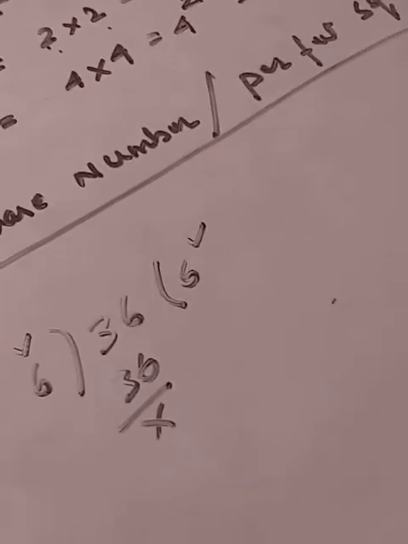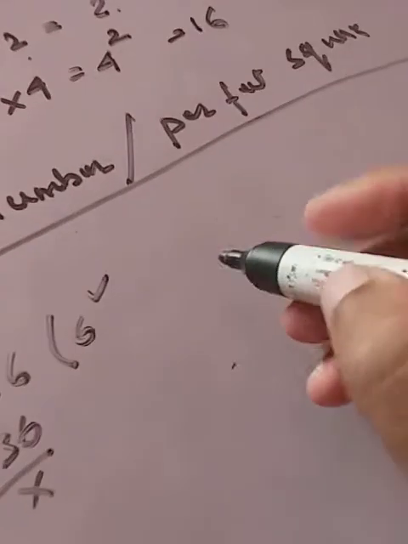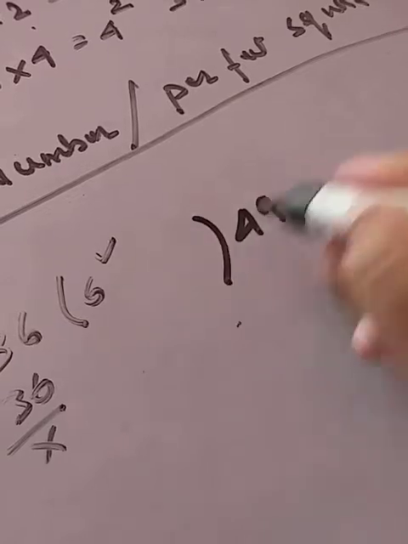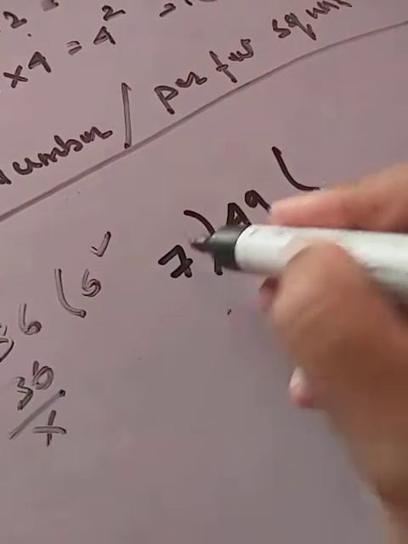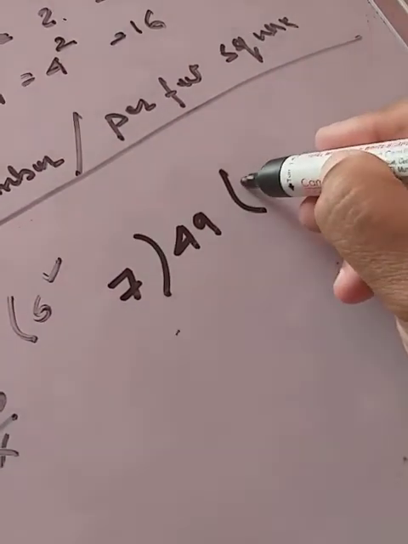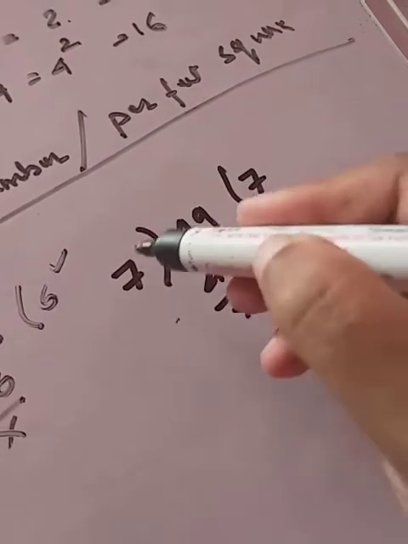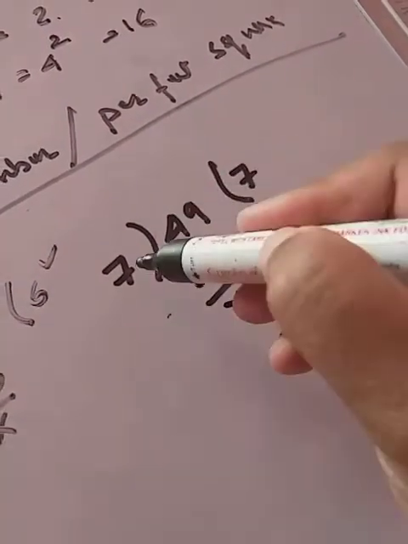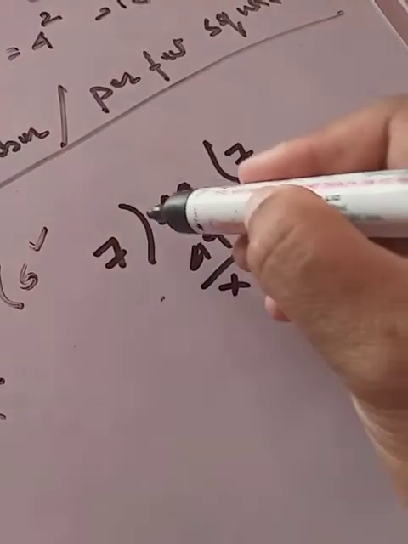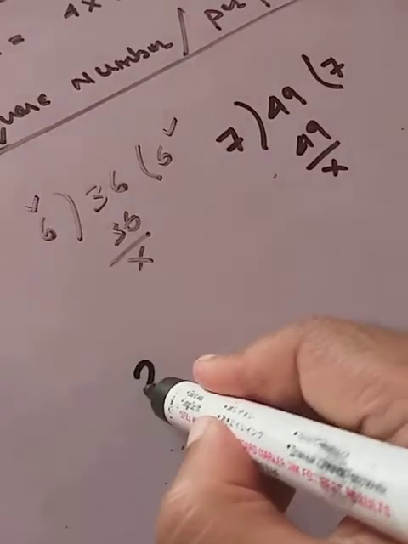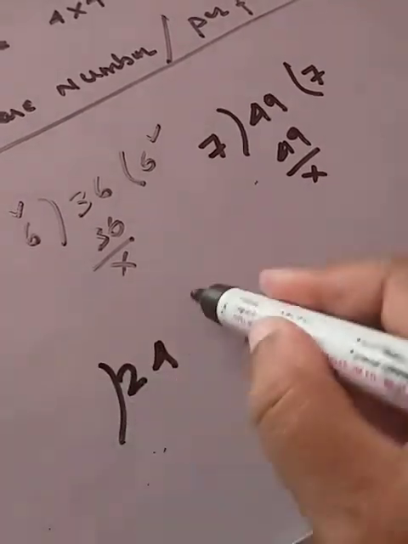There are so many numbers, students. Let us take another example, that is 49. If we divide this by 7, 7 sevens are 49. Is the remainder 0? Yes. Now see the divisor and the quotient are the same. Yes, so 49 is a perfect square number.